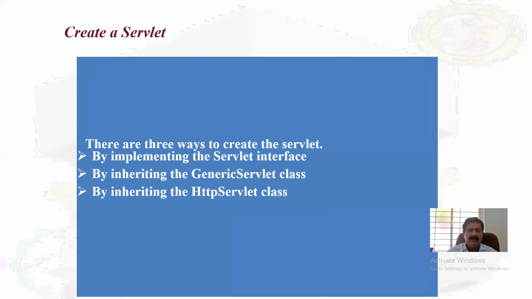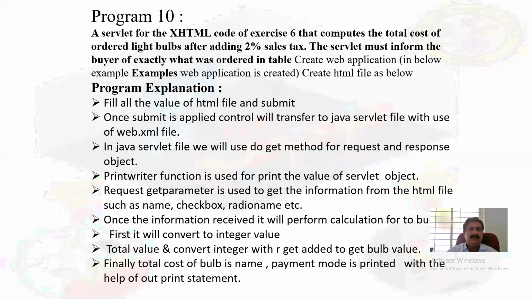There are three ways to create a servlet: by implementing the Servlet interface, by inheriting the GenericServlet class, and by inheriting the HttpServlet class. So this is the 10th program. In the 10th program, a servlet for the XHTML code of exercise 6 computes the total cost of the order of light bulbs. After adding 2% sales tax, the servlet must inform the buyer of exactly what was ordered in the table.